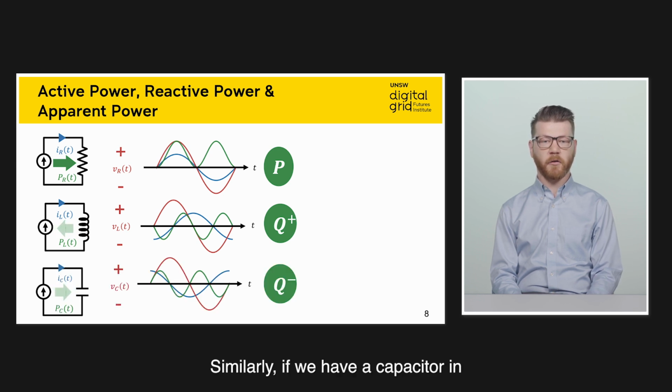Similarly, if we have a capacitor in our circuit, we have the same scenario, only this time the voltage and current lag each other, and so the net power is also oscillating with time, but it is 180 degrees out of phase with respect to the previous example.